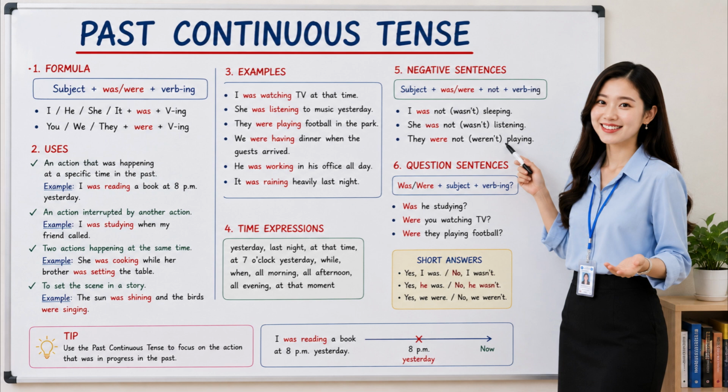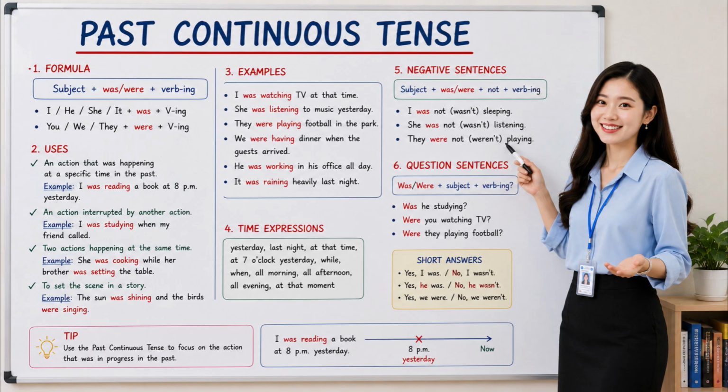Negative sentences. Structure. Subject plus was or were plus not plus verb ing. Examples. I was not sleeping. She was not listening. We were not watching TV. They were not working. He was not studying.